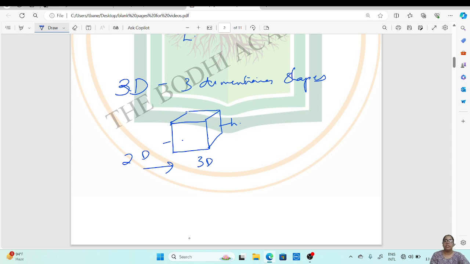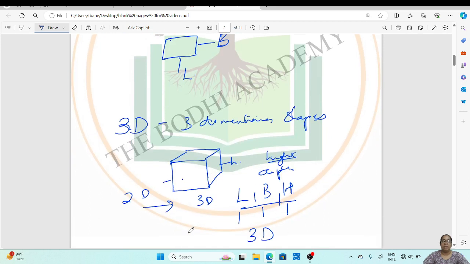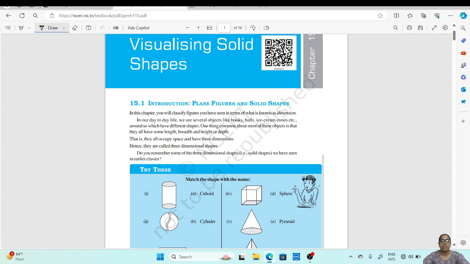So what is a 3D shape? A 3D shape has some height or depth along with length and breadth. When there are three dimensions, that is, length, breadth and height, we call it a three-dimensional shape. Here we have seen the meaning of two dimension and three dimension. Now let us take some examples of figures in two dimension and three dimension, and try to match them.